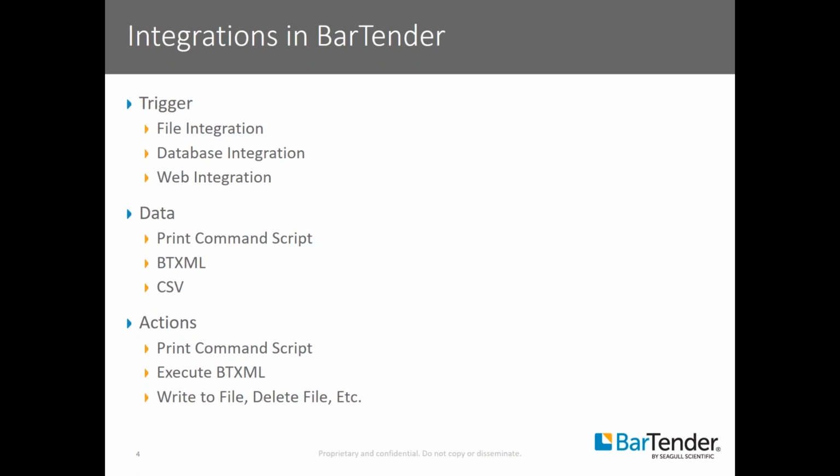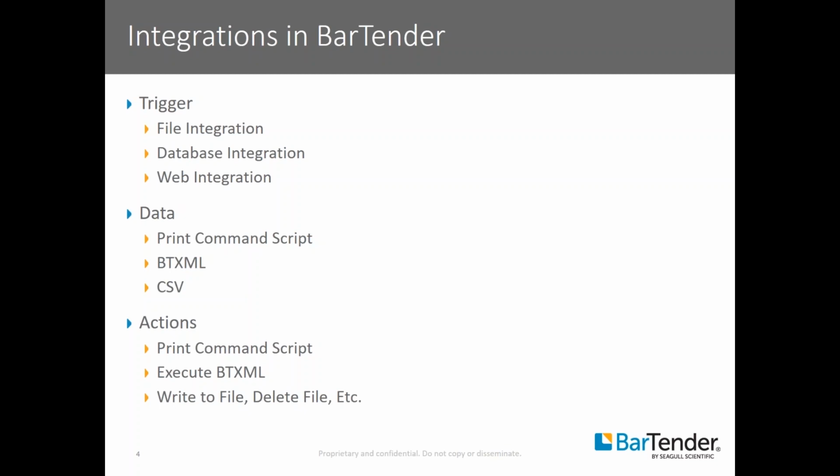Some examples of this are a file integration, a database integration, or a web integration. Moving down to the second part of it, the data is going to be the format or the structure of the data that's coming in over the trigger itself. There are several and really almost endless options as far as how the data can be structured or the format of it. The important thing is just to make sure that the data structure is consistent. So for example, if we decided to build an integration using print command script or XML, we'll want to make sure that we comply with that syntax or structure moving forward from that point on.